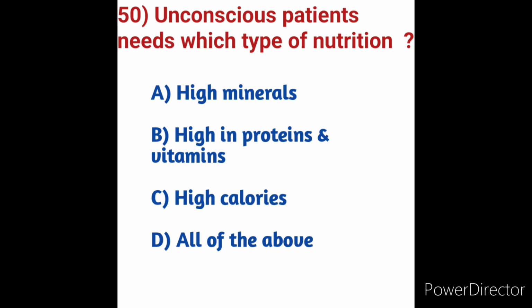Unconscious patients need which type of nutrition? Here, unconscious patients need which type of nutrition? We will see the options. Option A, high minerals. Option B, high in proteins. Option C, high calories. Option D, all of the above.